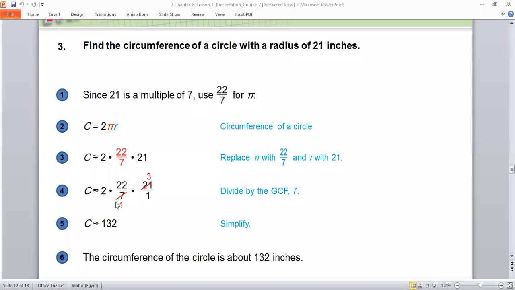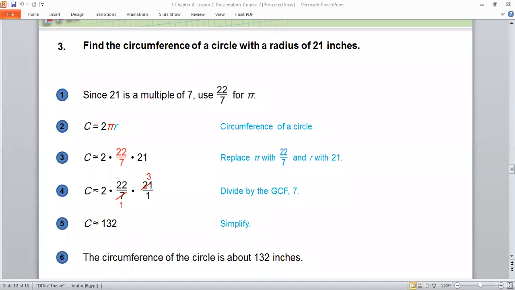After that, we divide here by 7. 7 divided by 7 equals 1. 21 divided by 7 equals 3. So I have this number equal to 3 now. After that, I will multiply 2 by 22 by 3, and it equals 132 inches.